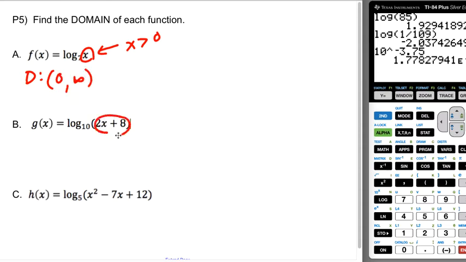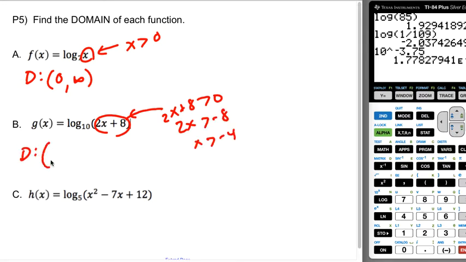The inside of the log has to be greater than 0. So 2x plus 8 is greater than 0. 2x is greater than negative 8, x is greater than negative 4. So that's going to be from negative 4, again with a parenthesis, not a bracket, to infinity.